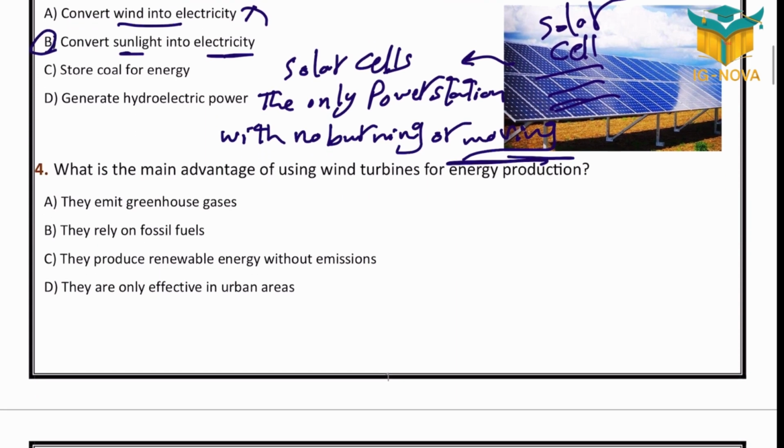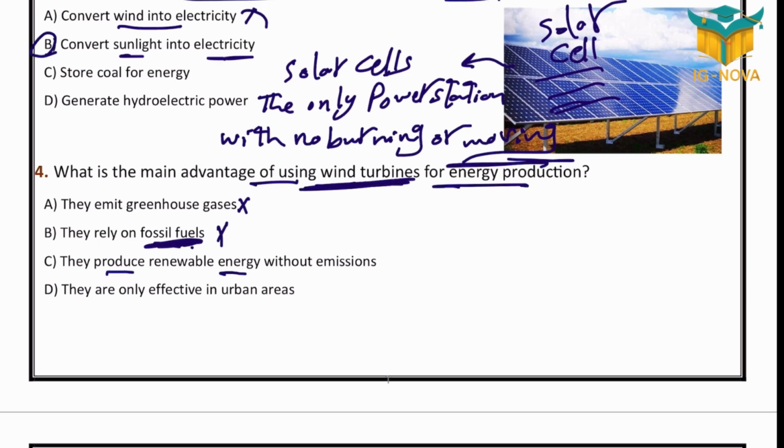Question 4. What is the main advantage of using wind turbine for energy production? Why do we prefer to use wind turbine? Because they emit greenhouse gases? Surely no. It's a clean energy. They rely on fossil fuels? Actually, no. We depend on fossil fuels more than wind energy. So B also not correct. They produce renewable energy without emissions. This is the correct option. This is one of the main advantages of wind turbines.